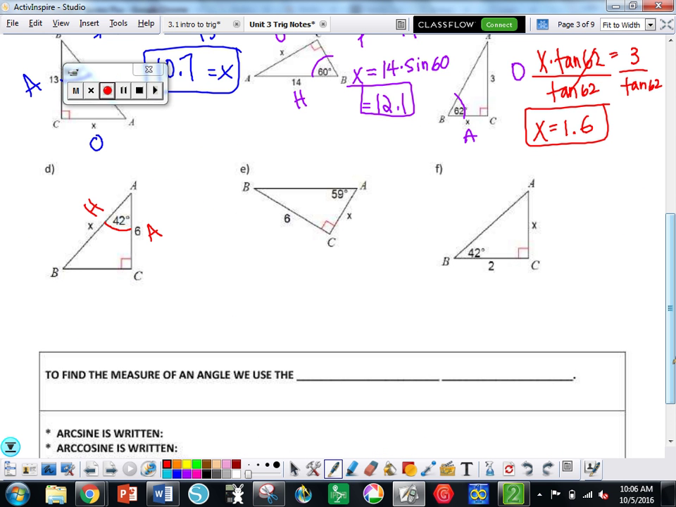So finish that one up. Try part D and try part E. And let me know if you have questions when we walk around.